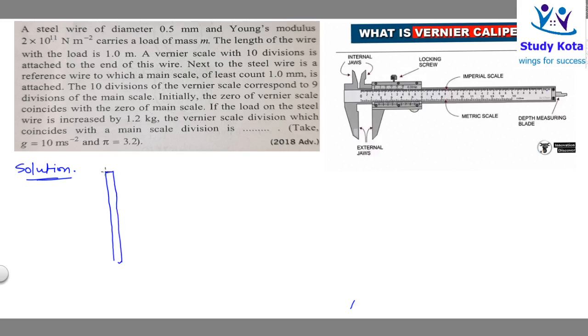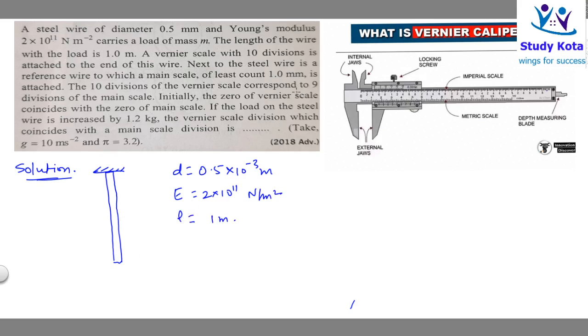A load has been considered. Okay, so it is mounted like this. Okay, what has been given? Diameter of wire is 0.5 mm, so we can take 10 to the minus 3 meter in SI unit. Young modulus has been given as 2 into 10 to the 11 Newton per meter square. Okay, the length of the wire is 1 meter.